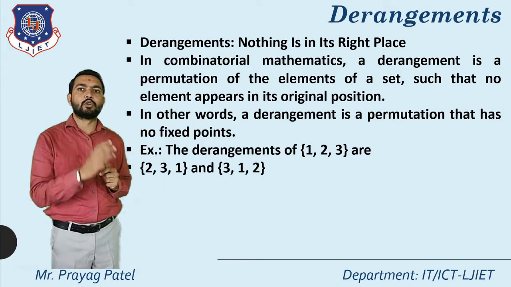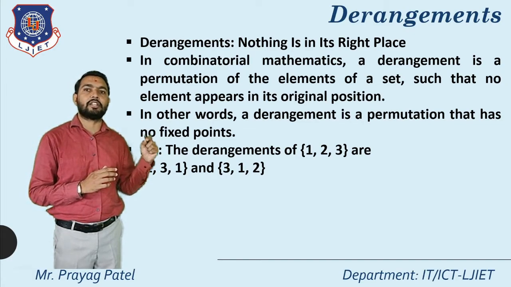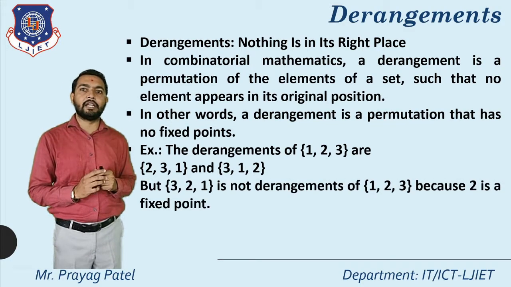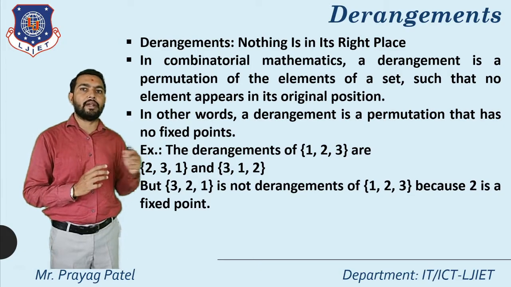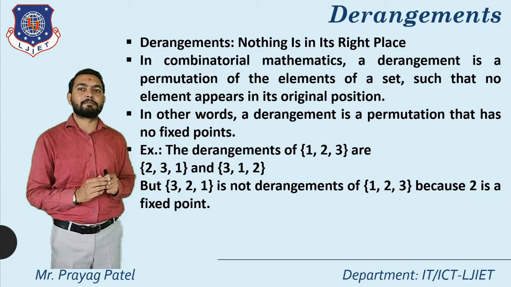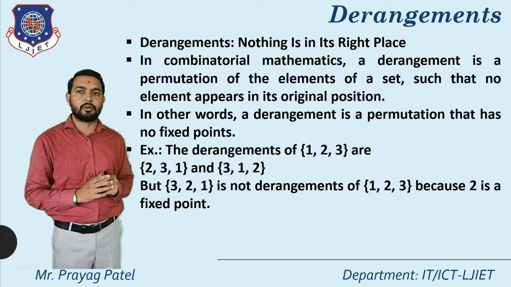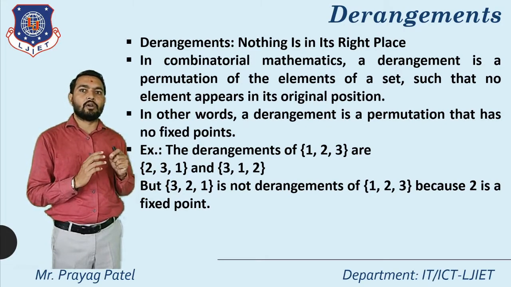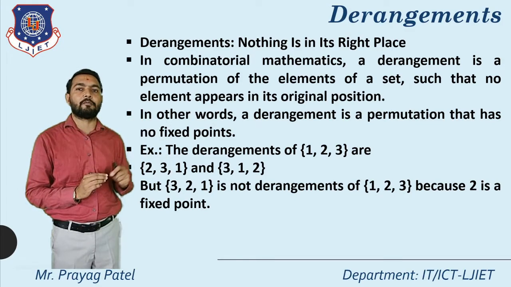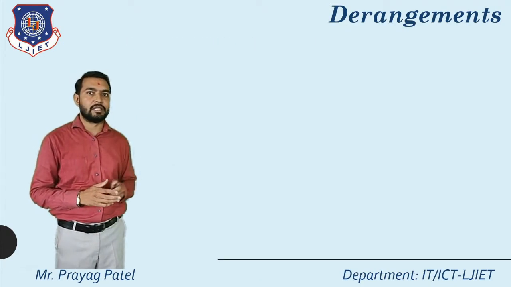Second, 3, 1, 2. Here 3 is at the first position, 1 at the second position and 2 at the third position. So it is also a derangement. Now if we write 3, 2, 1, then 3 and 1 satisfy the condition, they are not at their original positions, but 2 is at its original position. So we can say that 3, 2, 1 is not a derangement of the given numbers 1, 2, 3. So this is the simple concept of derangement.